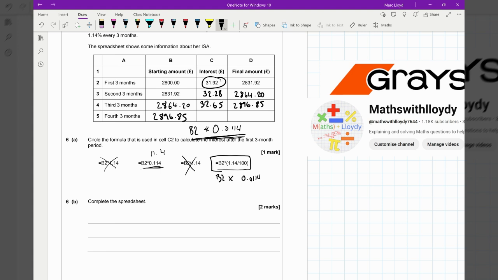That value then gets written in the next column, multiply by 0.0114, 32.02... 33.02, 2896.85 plus 33.02, 2929.87, and that is completed, and that's 2 marks.